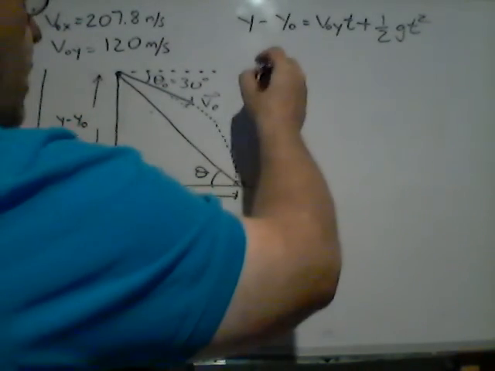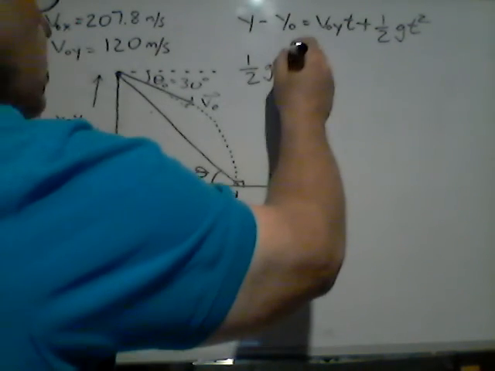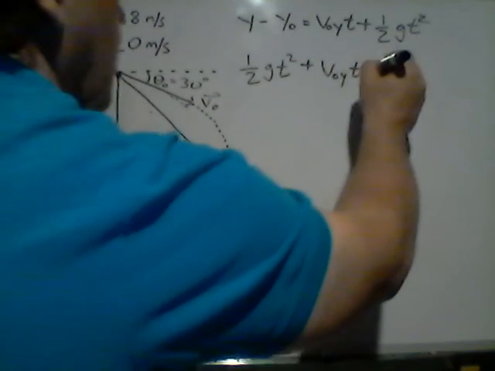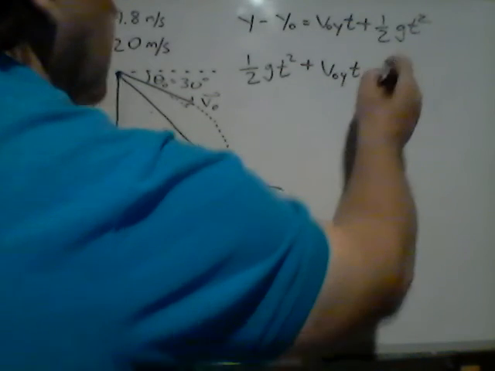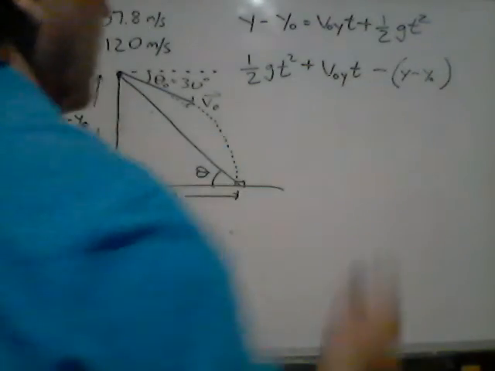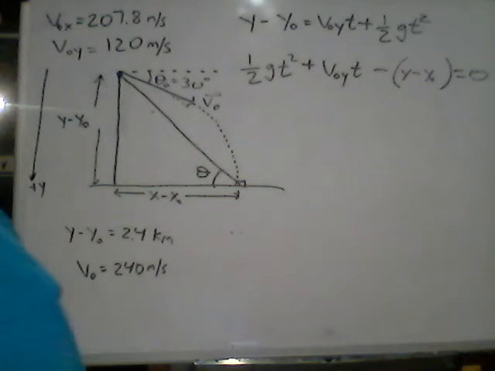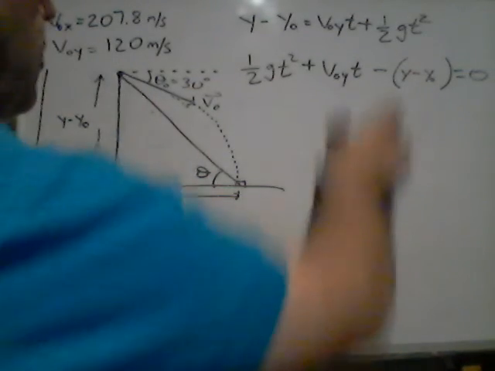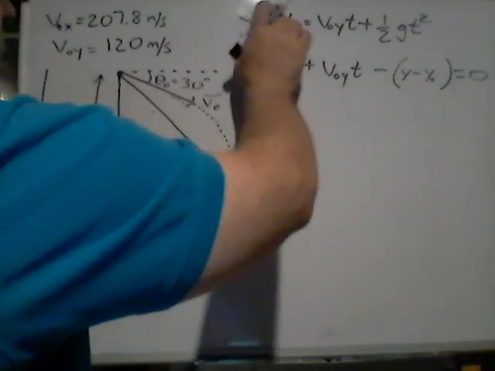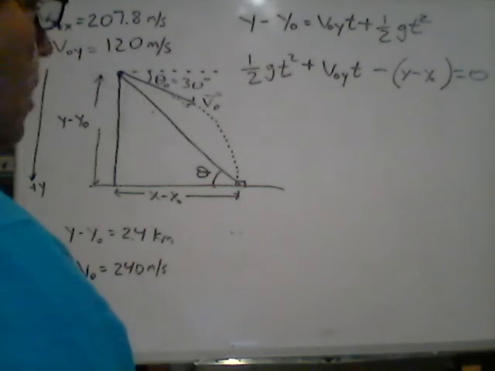I'll rewrite this equation, put the right side on the left and the left side on the right. So I'm going to write this as 1/2 g t squared plus v naught sub y times t, and minus the y minus y naught, and that's equal to 0. Yep, that fits. What I've done is I just flipped about the equal sign and then moved it over. So I just rearranged to form an equation that looks like a quadratic.